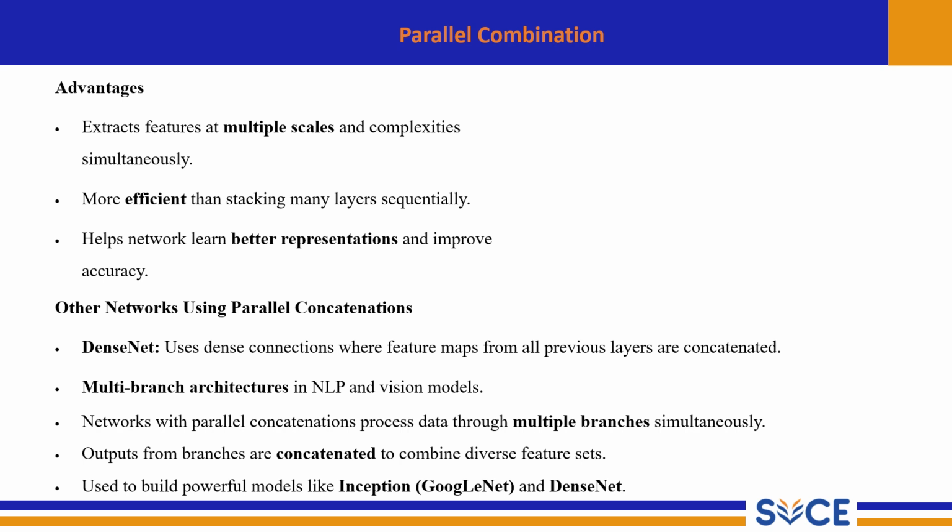Several other networks use this concept. For example, DenseNet employs dense connections, concatenating feature maps from all previous layers. Parallel concatenation is also widely used in multi-branch architectures in both NLP and vision models. By processing data through multiple branches simultaneously and then concatenating their outputs, networks like Inception, also known as GoogLeNet, and DenseNet build powerful representations that drive state-of-the-art performance.